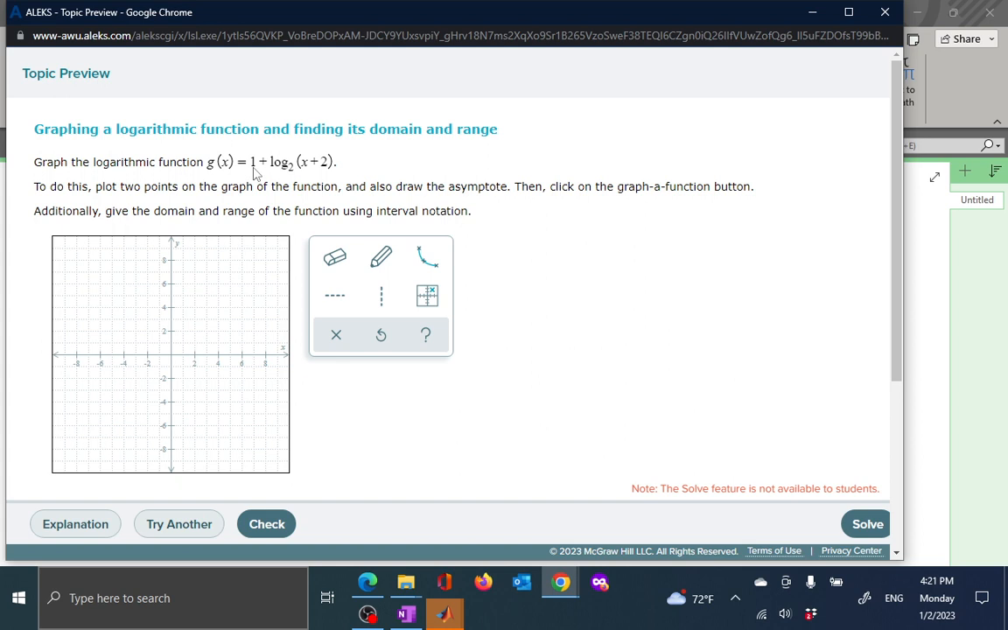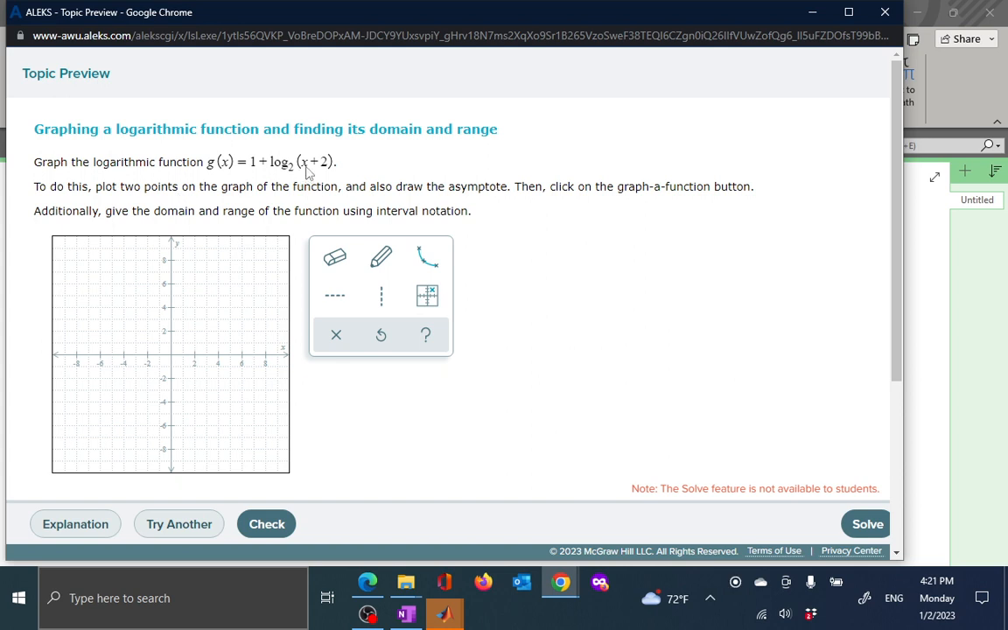So let's see, how do we answer this problem? As we said, the issue is you are not doing this by hand. You're doing it with the tools that are provided. So it says plot 2 points. Okay, how do we plot 2 points?